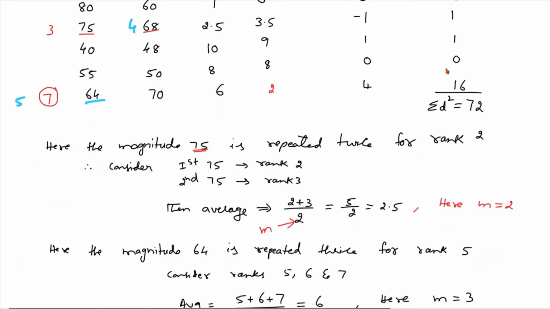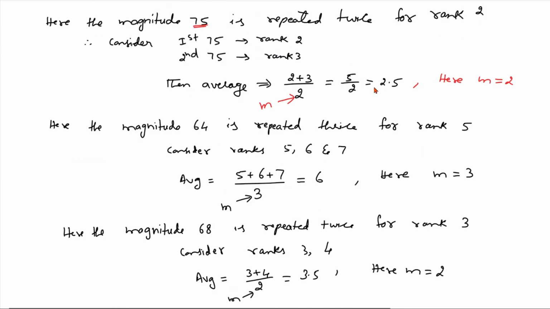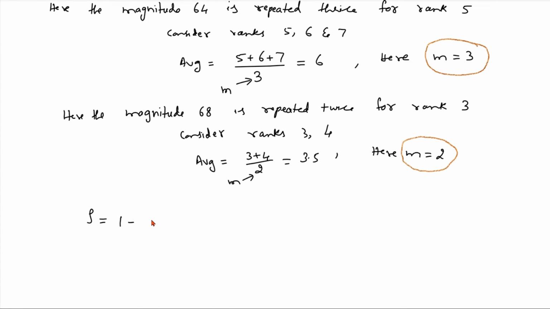Now when I write down the formula, you have to remember these values that I have taken here. The first value of m, remember this value that I have taken here, the second value of m, and the third value of m. Rho is equal to 1 minus 6 times the summation of d square plus m times the formula m into m square minus 1 divided by 12. So this first term m value will be the first value of m.